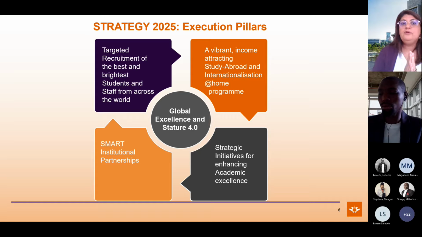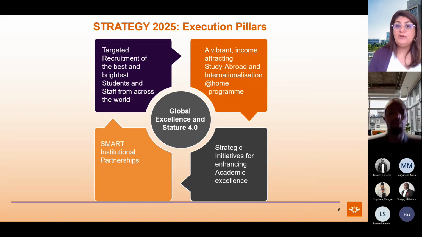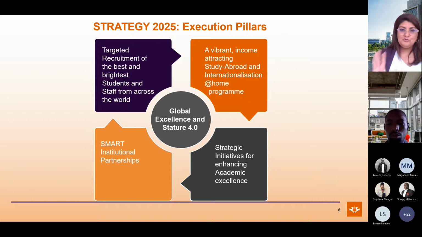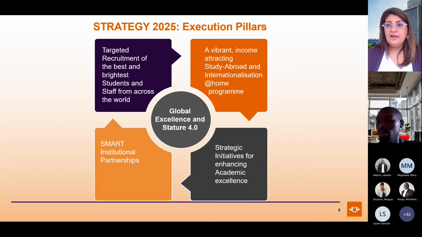But each of our portfolios ties in very closely with the UJ Strategy 2025, and in particular what we call the Global Excellence and Stature Strategy 4.0. And you being from UJ, I'm sure you know all about this, and the fourth IR, and particularly how we are all aligning our work to try and achieve these objectives of building capacity around 4IR skills across Africa, which is really a key component of what we do. And basically, each of our portfolios is aligned with these execution pillars.